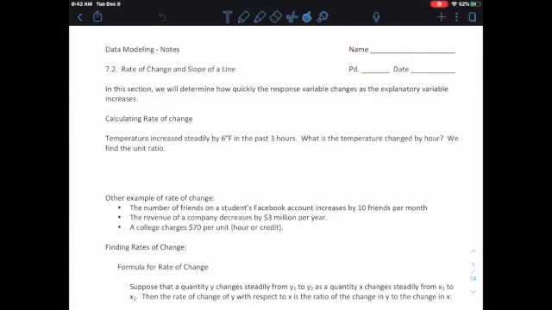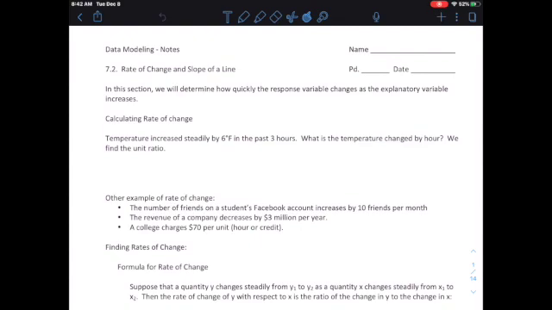Hi everyone, today we are going to talk about rate of change and slope of the line. In this section, we will determine how quickly the response variable changes as the explanatory variable increases. Calculating rate of change. Okay, so we're going to start off with rate of change.